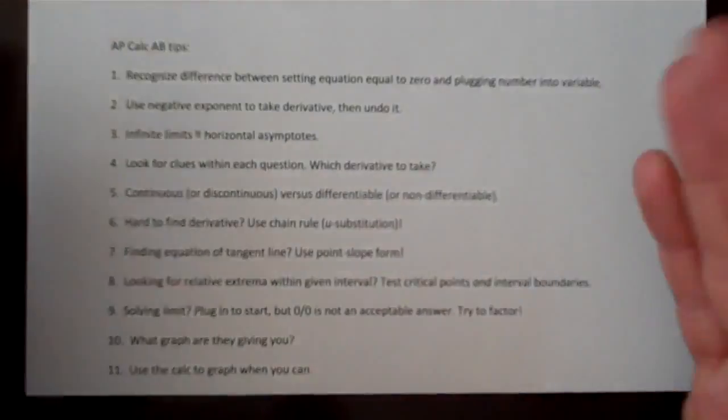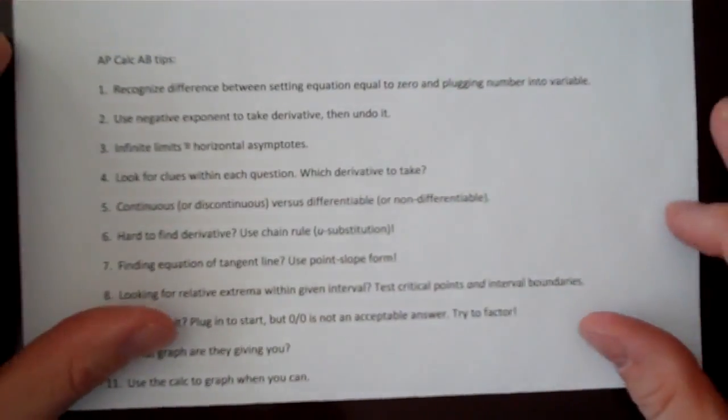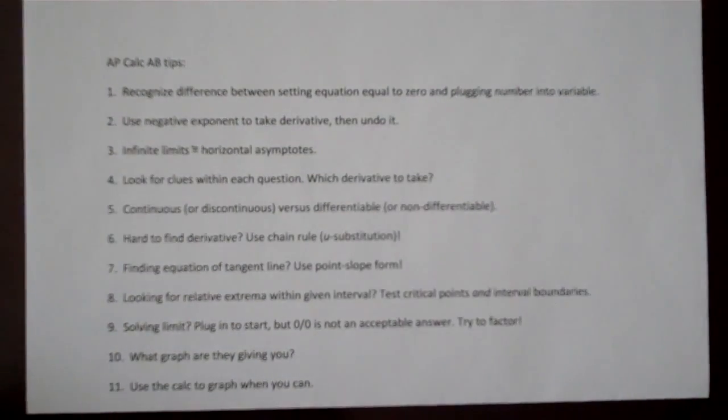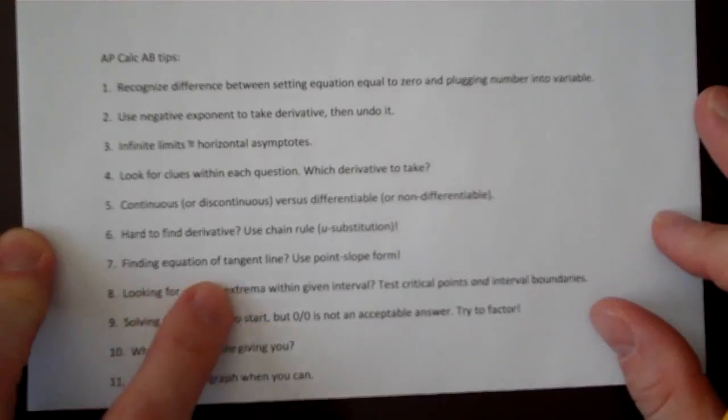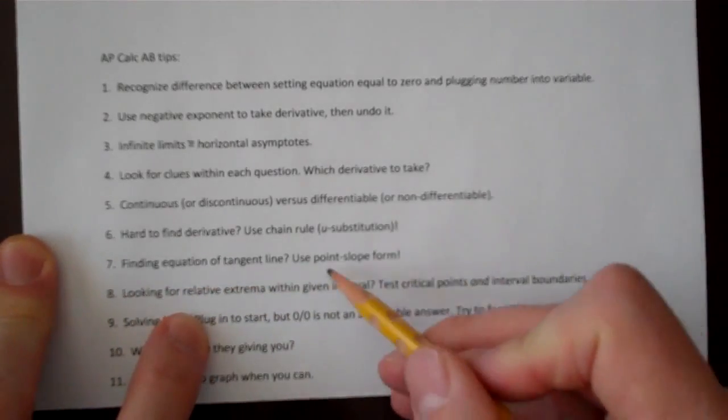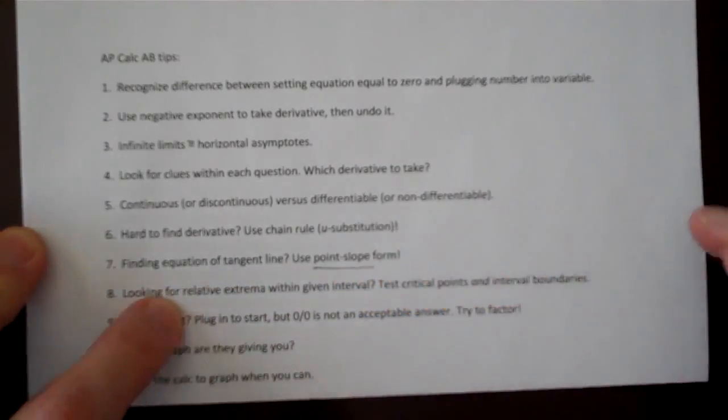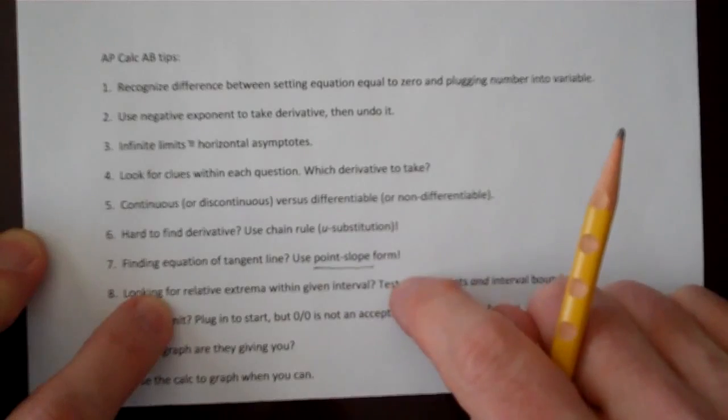Moving on. And please remember, you can keep pausing this, rewinding it, fast forwarding it, whatever you need to do to remind yourself of what you need on your exam. Number 7, if we're finding the equation of a tangent line, use point-slope form. That's a sticking point with you lately for some reason.